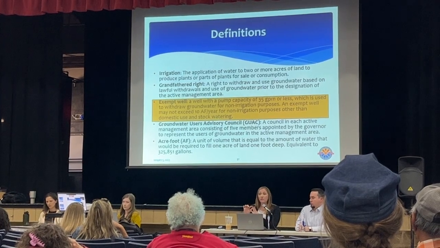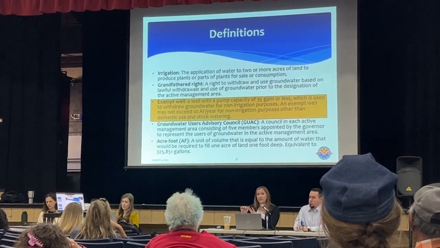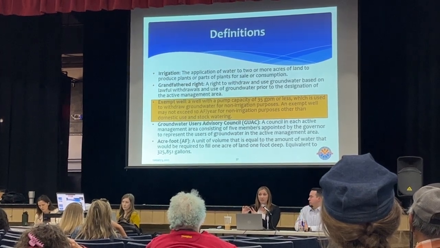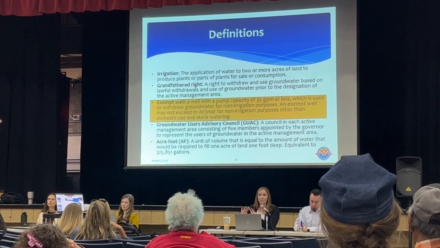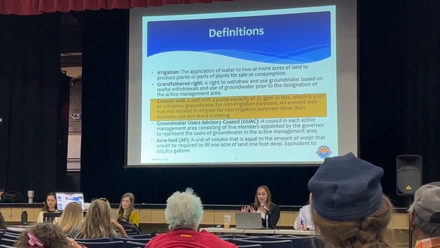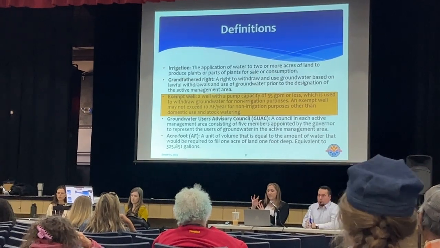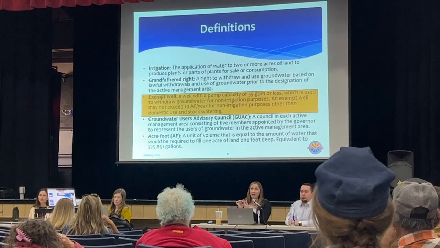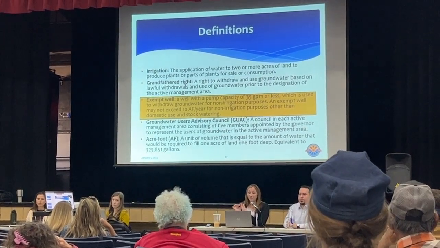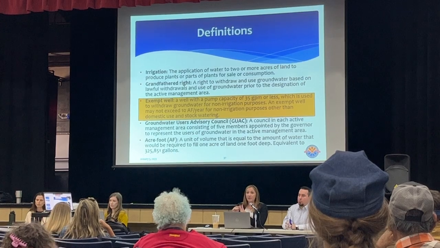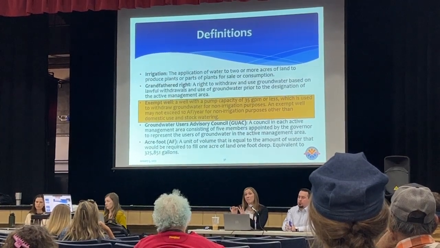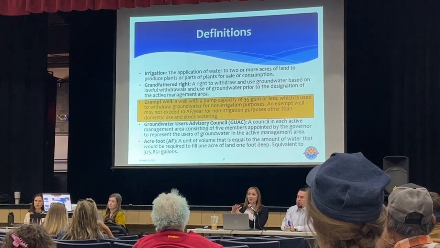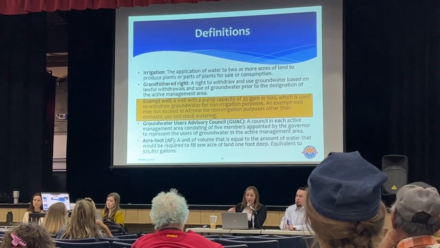It has to be used for non-irrigation purposes, so you can't use an exempt well to irrigate more than 2 acres of land. Even if it's a 30 GPM well, if you're irrigating more than 2 acres, we'll classify that as a non-exempt well. So 35 gallons or less, used for non-irrigation purposes, and it cannot exceed 10 acre-feet. If you're using it for irrigation, or if you're using more than 10 acre-feet for a non-irrigation purpose, then you'll need a grandfathered right, and we will classify that well as a non-exempt well.